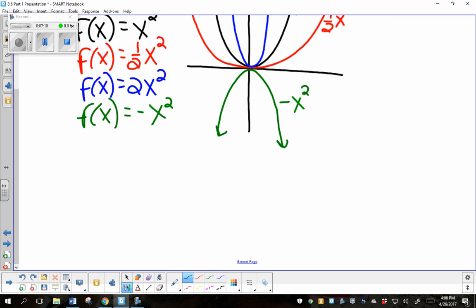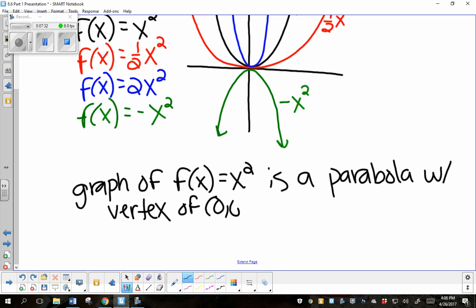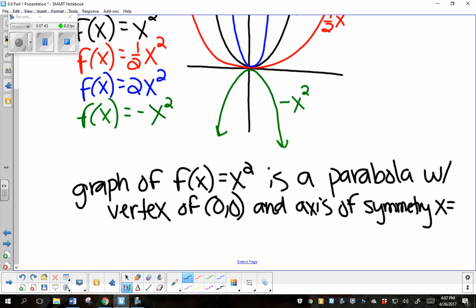So, in summary, here's what we found. The graph of f of x equals x squared is a parabola. That's the shape of it. With a vertex, that point at the center of the U, of 0, 0. So its vertex is at the origin. And its axis of symmetry, the line that runs through the middle, is x equals 0. It's that vertical line. It's basically the y-axis. So that's one thing we learned.